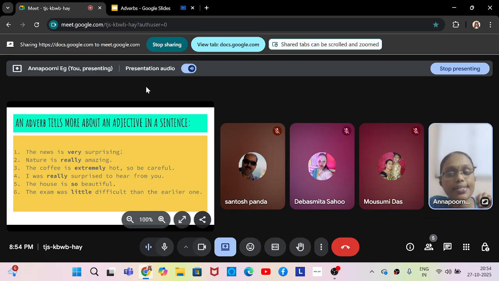Next is nature is really amazing. So here you can see really is the adverb and it is describing an adjective in the sentence. What is that? Nature is really amazing. Really is the adverb. So what is the adjective here?